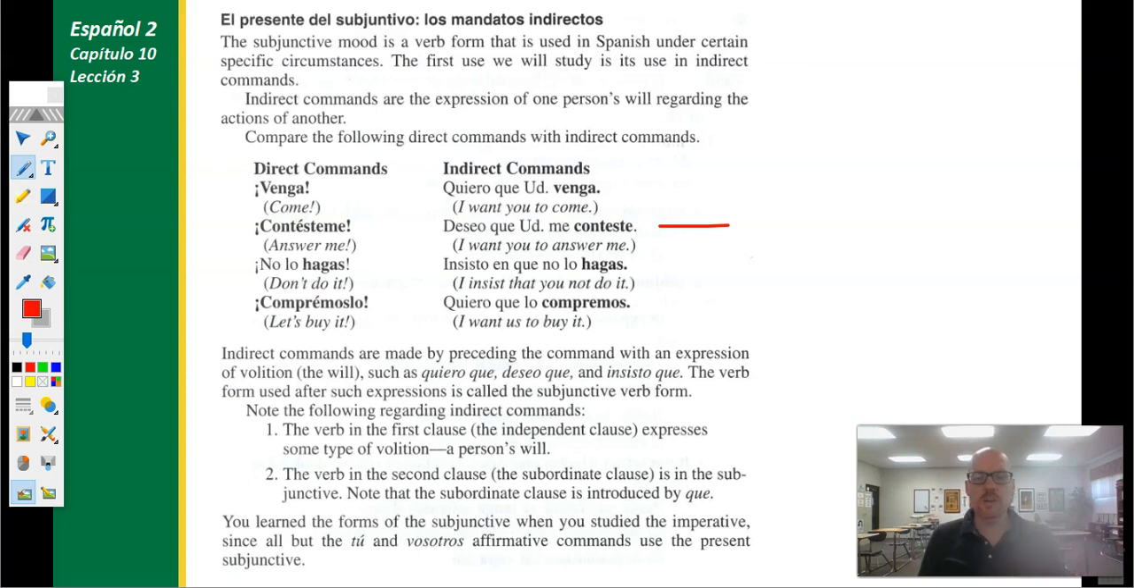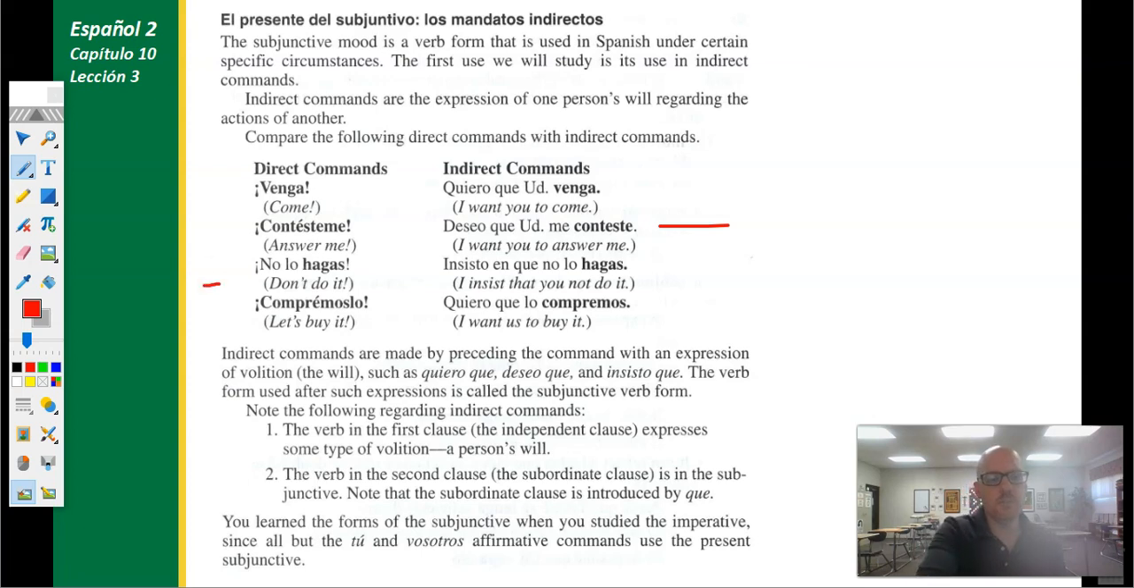Now I could just give the command form, contésteme, answer me, and that is the command. But I could make it a little bit more indirect, and I could say, I desire that you answer me. And maybe it's a little softer, a little more polite than answer me, contésteme. Deseo que usted me conteste. I desire that you answer me.